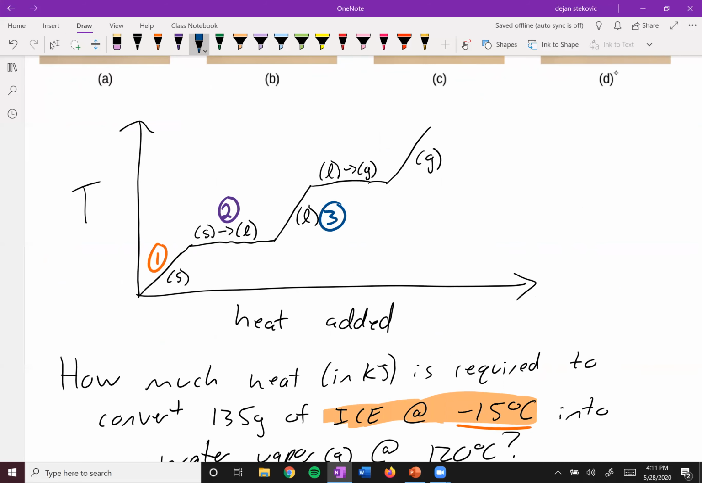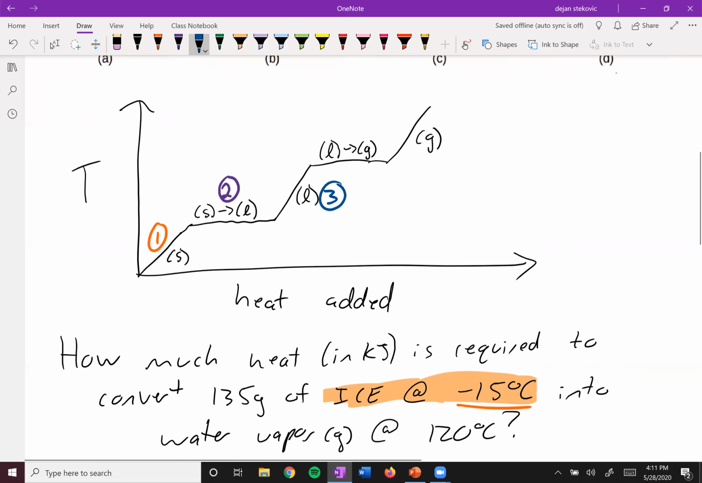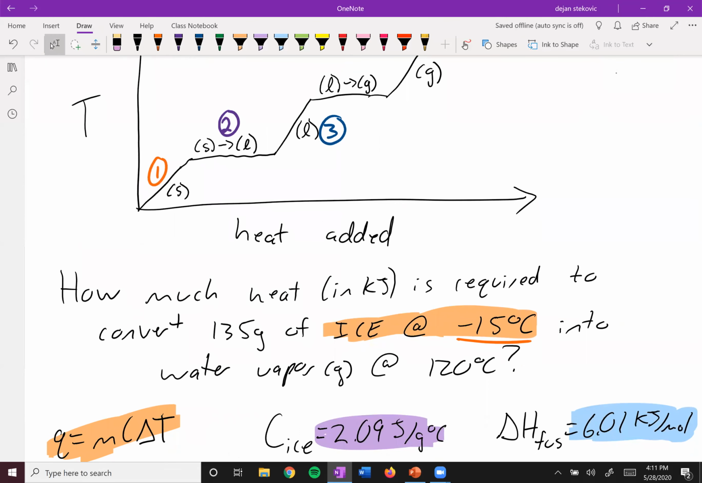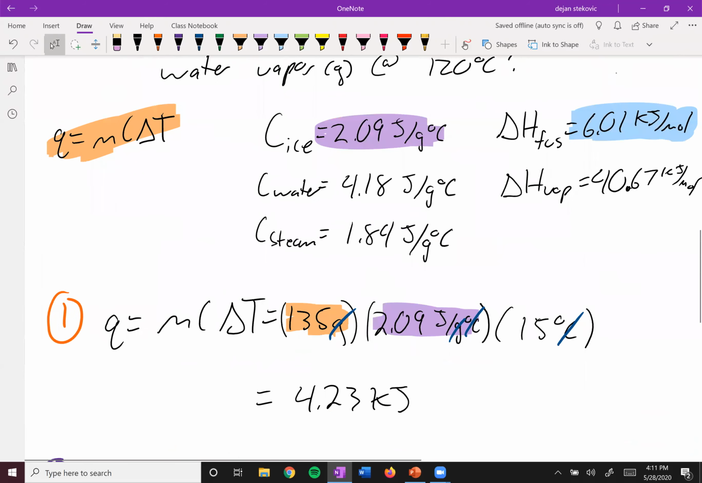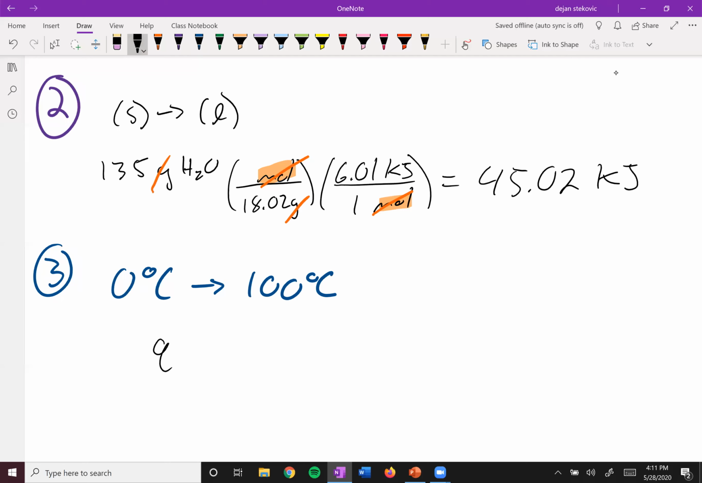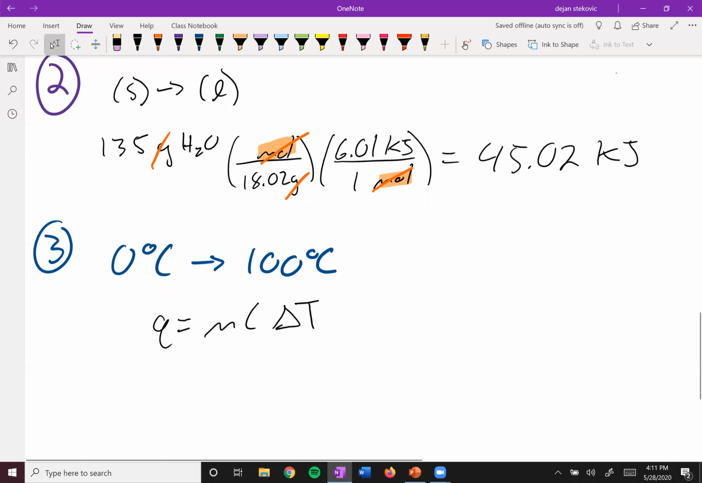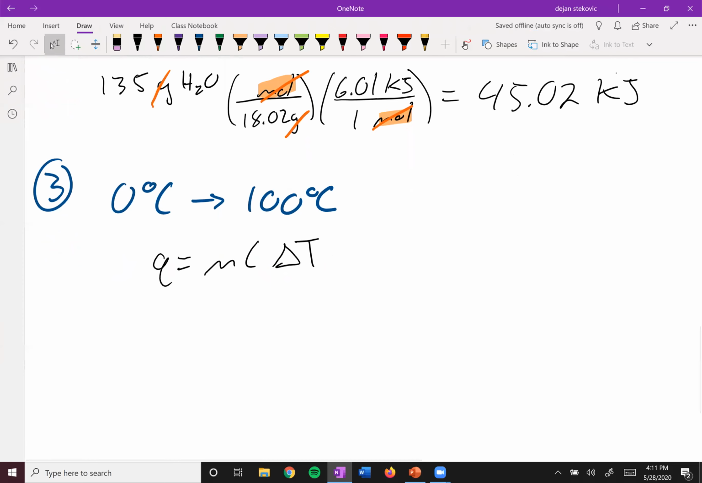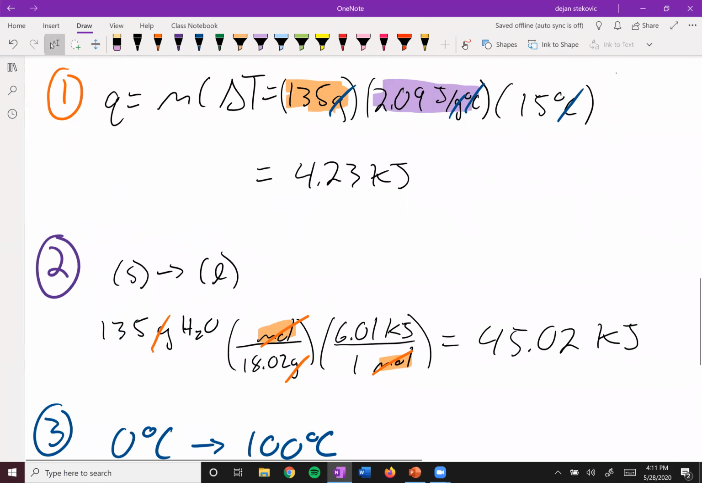And then you think of step 3 here. Step 3, we have to heat the water from 0 degrees Celsius up to 100 degrees Celsius. So again, we're going to be following our Q equals mc delta T. Make sure you use the C for the specific heat of water. The delta T is going to be 100. The mass, still the 135. So go ahead and do that on your own. I won't show you how to do that.